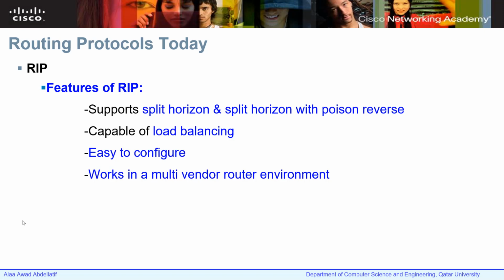And of course, all these definitions we already discussed. It supports load balancing. Third characteristic, it's easy to configure because it uses distance vector, and as we said last time, distance vector is easy to implement, but the disadvantage is it takes a long time to converge. It works in a multi-vendor router environment. So if we consider routers from different vendors or different companies, RIP can still work fine between them. These are the main features of the RIP protocol.